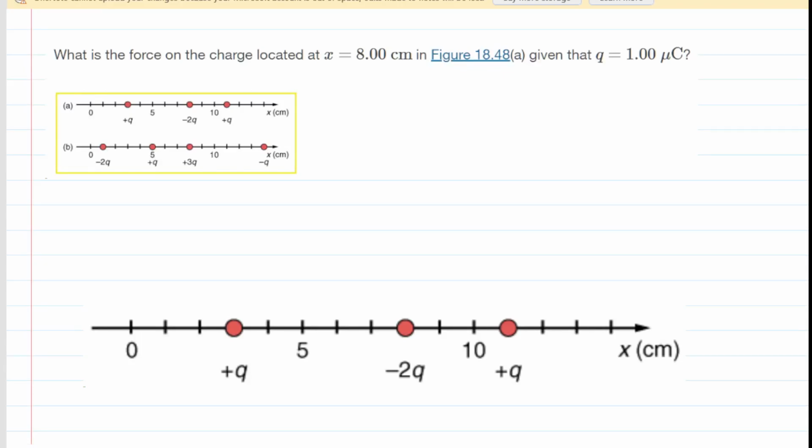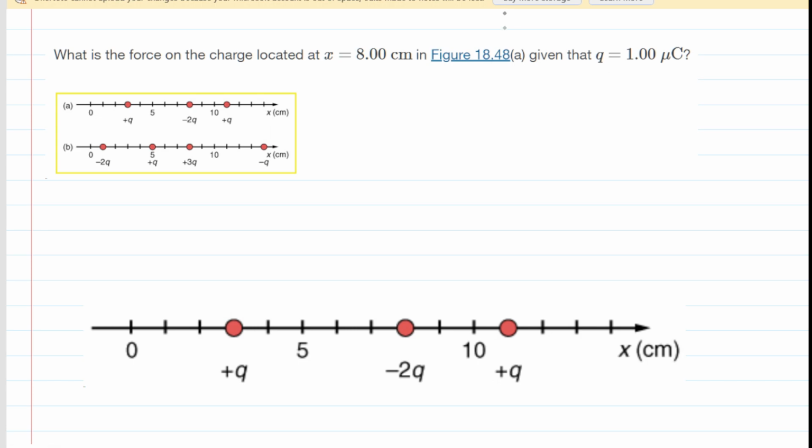If you haven't done so yet, make sure that you pause the video and just reread the problem in order to reacquaint yourself with it before listening on. Our goal right now is to find the force on the charge located at x equals 8 centimeters in figure A, and they are giving us that Q is equal to 1 microcoulomb.